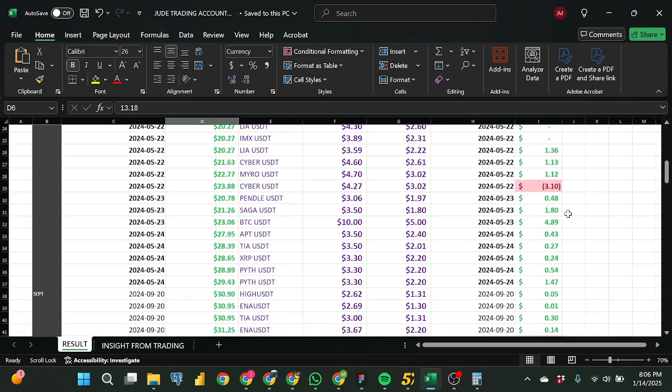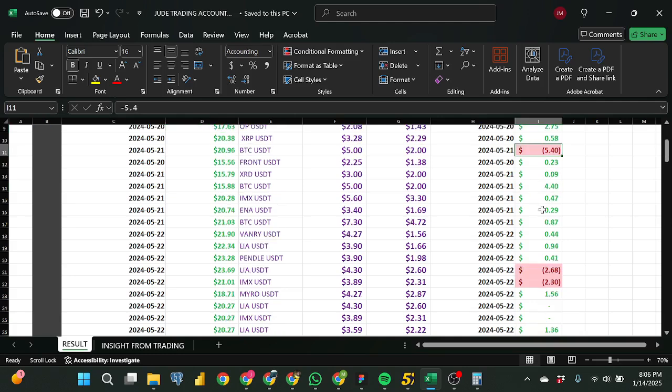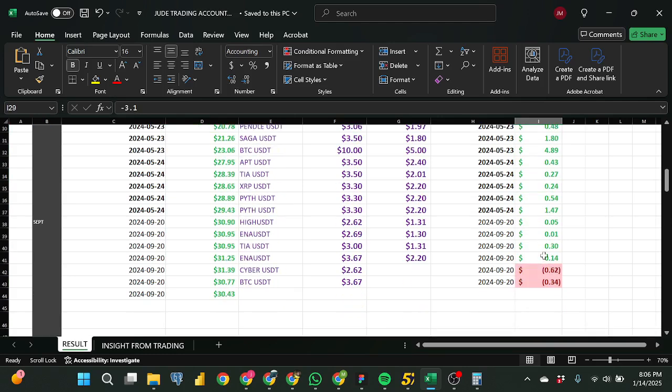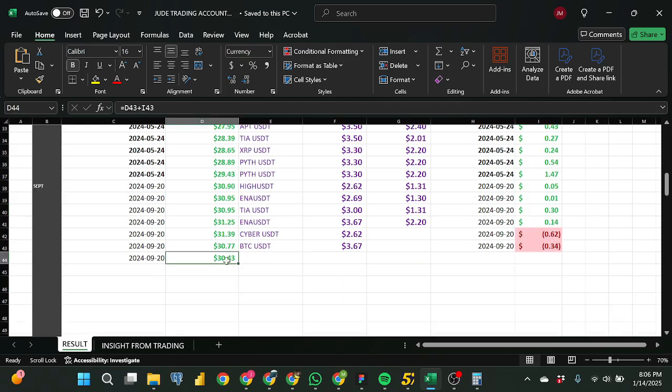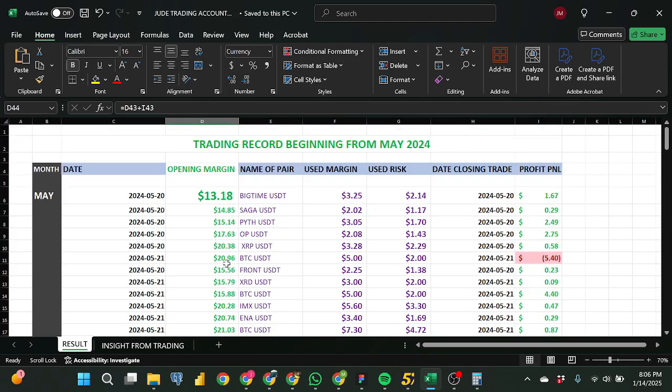Did I lose along the line? Yes, I lost. These were my losses. I lost along the line, but I was making small gains. I was losing, I was making, but cumulatively, my account was growing. And why was it like this?